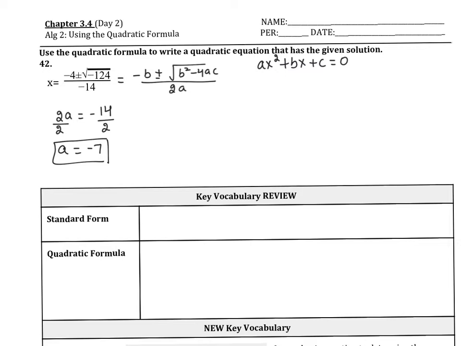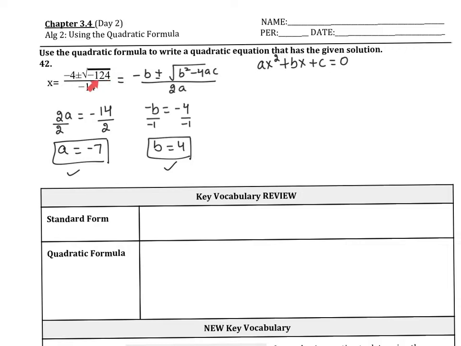Now if you compare negative b with negative 4, divide by negative 1 on both sides, and you get b as 4. So we already found a and b. Now we are going to work on finding c.